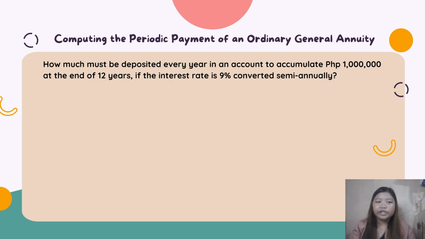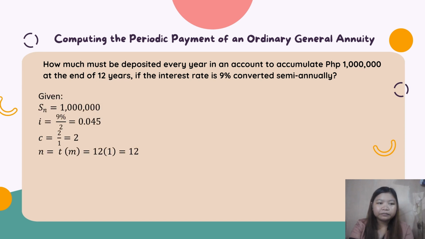Now, let's proceed to the computing of the periodic payment of an ordinary general annuity. So, we have a problem here. How much must be deposited every year in an account to accumulate 1 million pesos at the end of 12 years if the interest rate is 9% converted semi-annually? So, first things first, we will write our given.